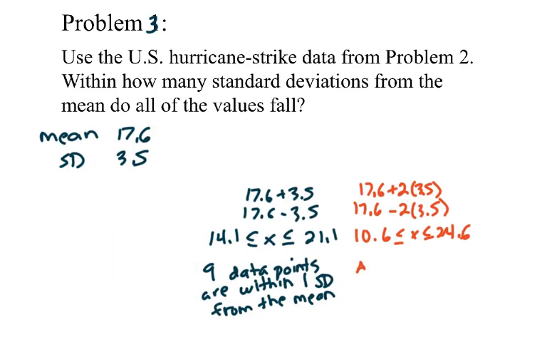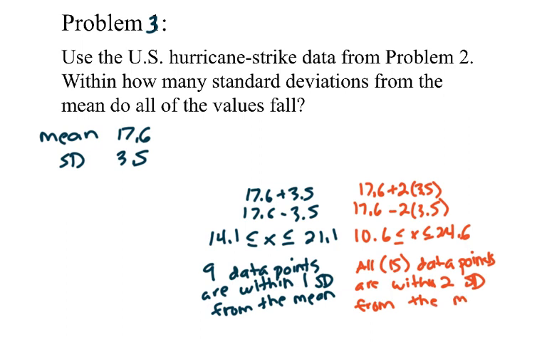So it looks like all, which would be 15 data points, are within 2 standard deviations from the mean. Now, if it wasn't, then I'd have to add another 3.5 and subtract another 3.5.